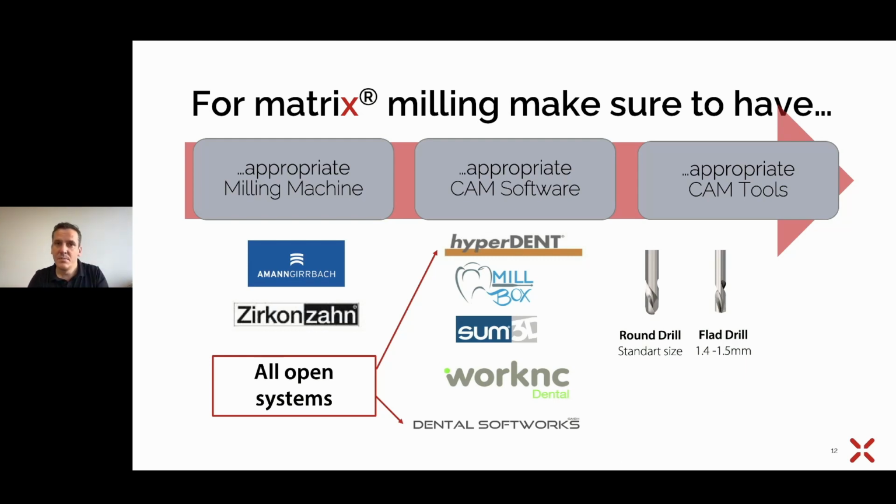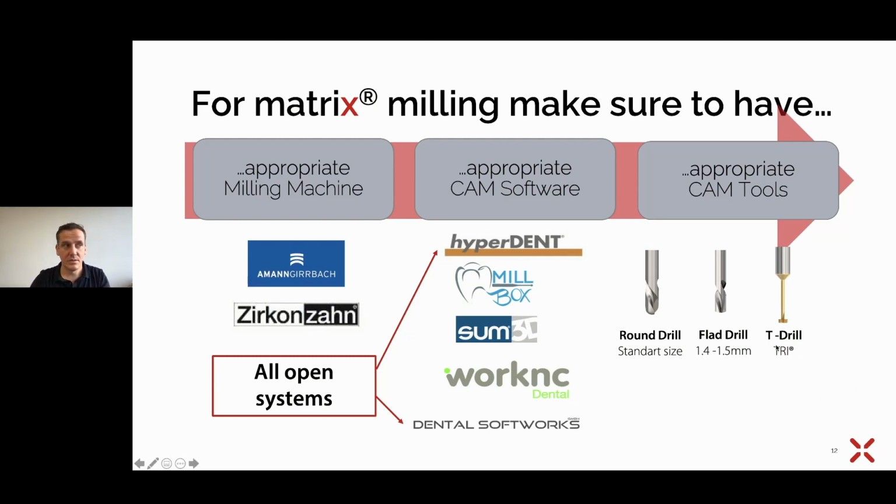The next thing that is important is some tools. All the milling machines have a standard round tool included. For milling the matrix perfectly, we also need to have the flat drill installed in your milling machine. So it's necessary that you always have a 1.4 or 1.5 millimeter flat drill included in your milling system, into your milling machine. And for angulated screw channel, there's a special tool necessary.